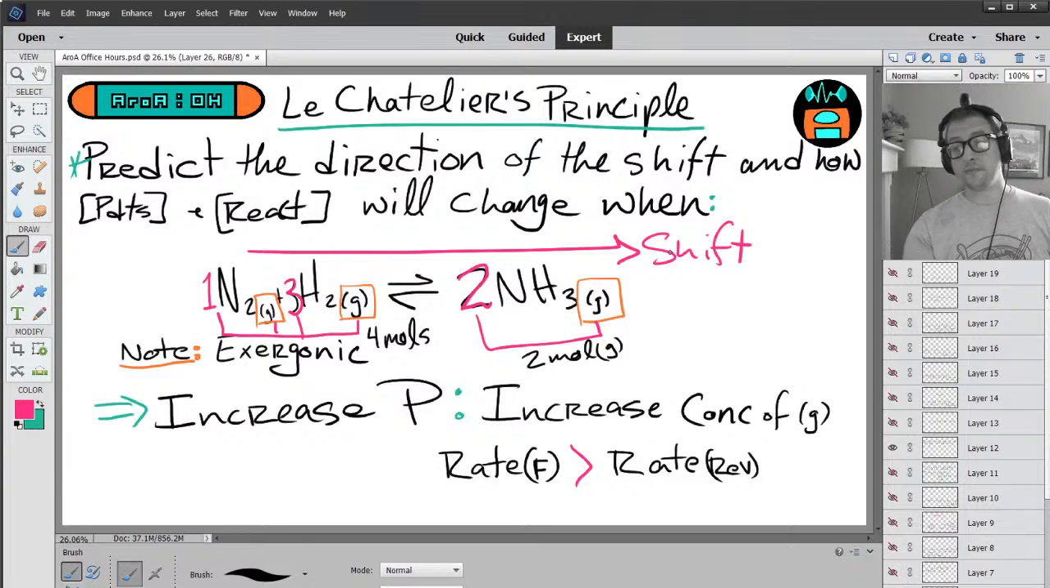And now you've seen it all. You've seen everything that Le Chatelier's principle can throw at you, and this does indeed bring to a conclusion Chapter 8, which leads us straight into Chapter 9.